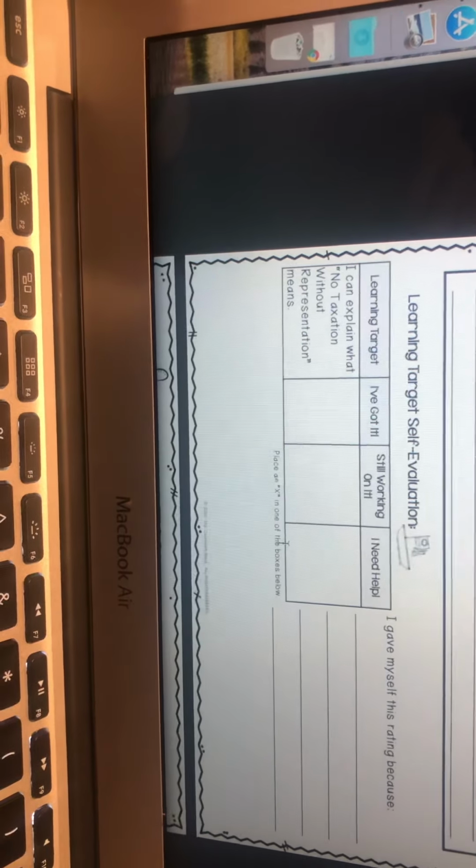Again, after that, do the learning target and self-evaluation. The learning target is, I can explain what no taxation without representation means. So you've got it, still working on it, which is okay, or you need help. If you mark this one, don't be afraid to ask Mrs. Pins and I questions. It's okay to email us with questions. You can never ask for too much help, so I would always advise, if you need help, ask questions.